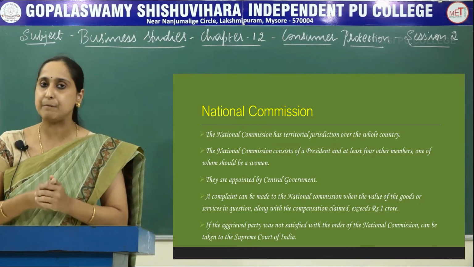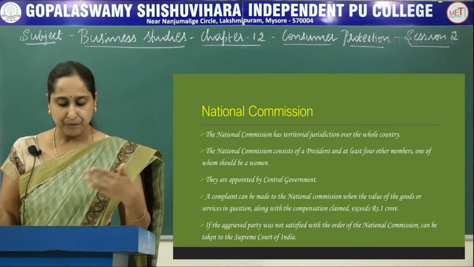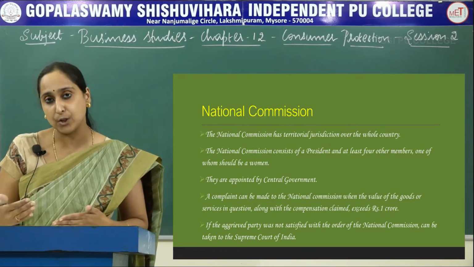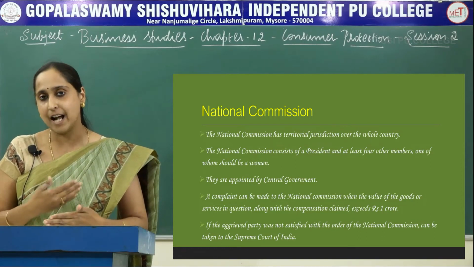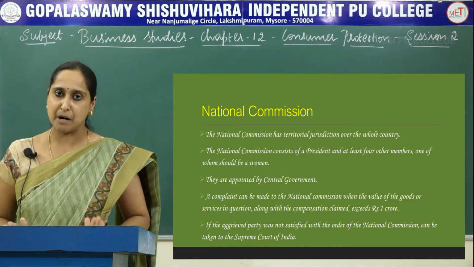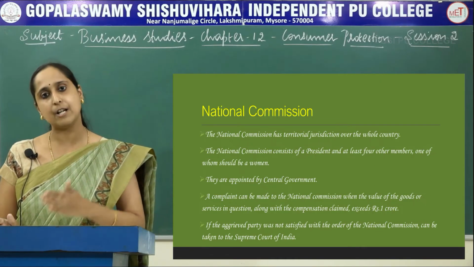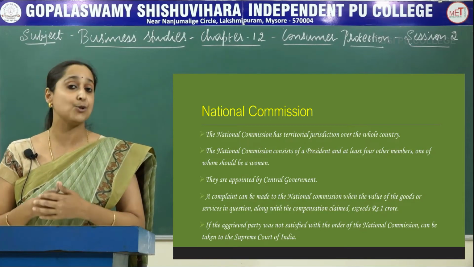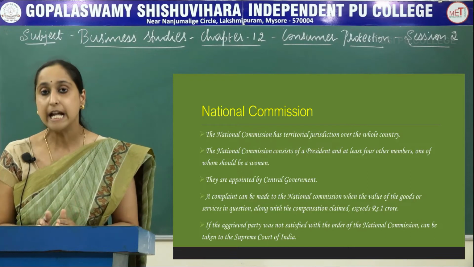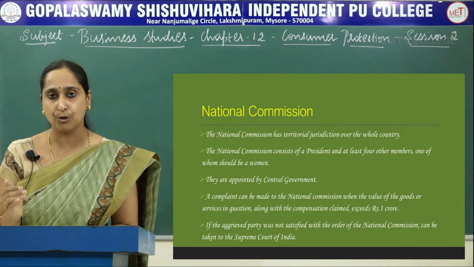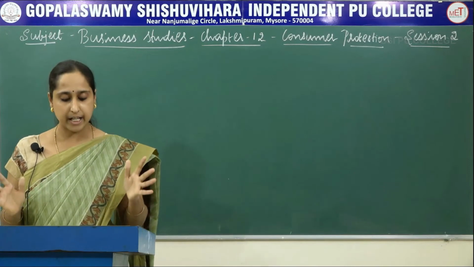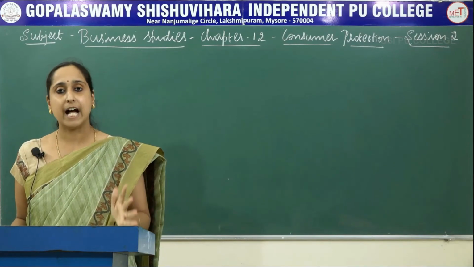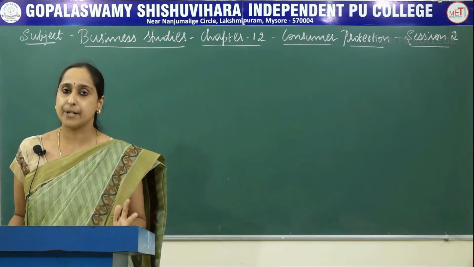Here also a complaint can be made when the goods and services in question along with the compensation claimed exceeds rupees 1 crore. 1 crore ginta jaasti exceed aadre avaga national commission alli appeal maadabodu. Here also same procedure as in case of district forum and state commission. Then if the aggrieved party is not happy with the order passed by the national commission, he can appeal to the Supreme Court of India. So these are the consumer grievances redressal agencies under three-tier machinery under the Consumer Protection Act.